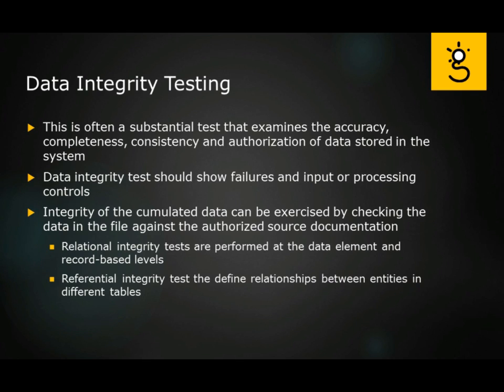documentation. Now, some of the things we want to look at when we talk about integrity, especially in a database design, are things like a relational integrity test. Make sure they're performed at the data element and at the record base levels. Also on referential integrity, we want that test to define the relationships between the entities in different tables.